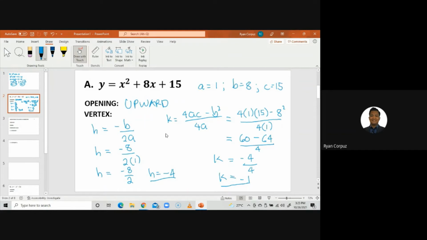So we already have now the vertex. So ang vertex, sabi natin, is written in an ordered pair form. So the vertex will be, ang vertex natin ay H is negative 4 separated by a comma and K is negative 1. So we do have this vertex. And those values of H and K will help us also in finding the other properties that are needed in a graph of a quadratic function. So let's proceed to this. So the vertex is negative 4, negative 1. Tanda na, H is negative 4, K is negative 1.